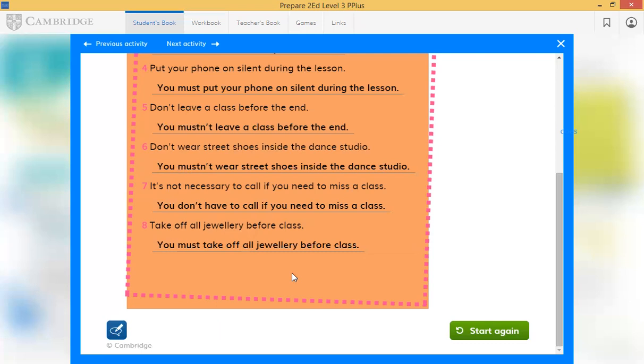Okay, guys, so check these sentences. When you have the word necessary, it is don't have to, not must or mustn't.